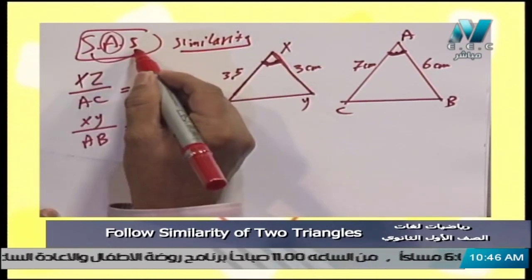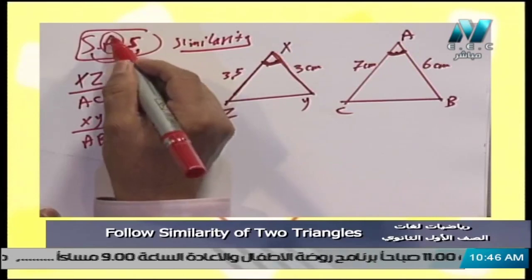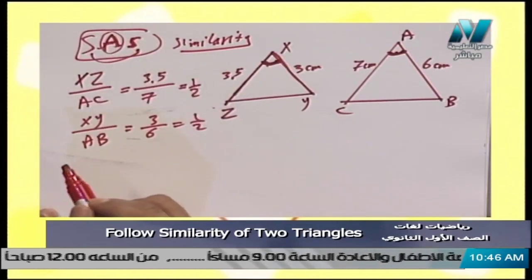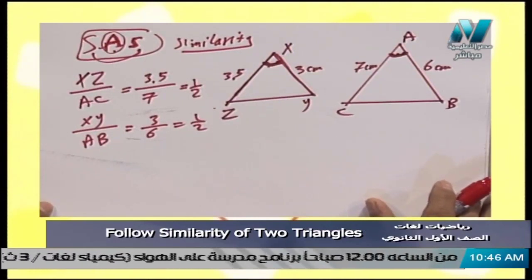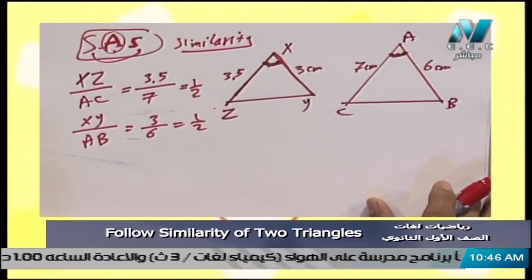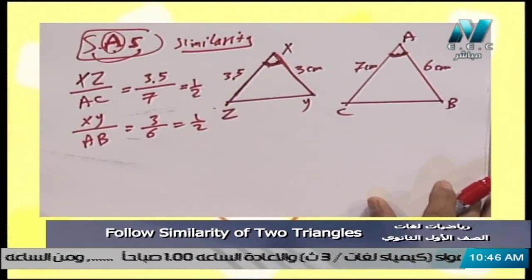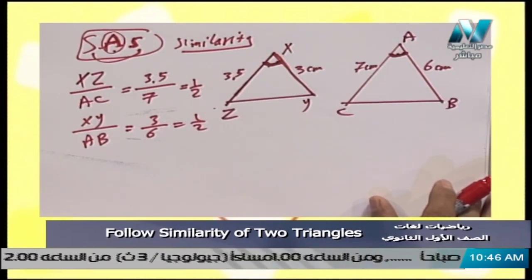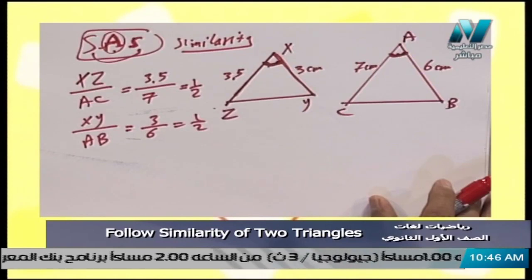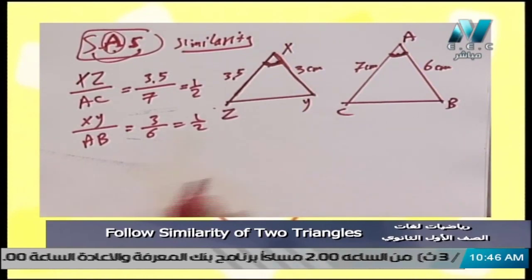Two sides are proportional, and the included angle between them is equal in measure. So if two triangles satisfy this case, the two triangles will be similar. Okay, let's move to solve another example on this case. It will be an easy example for you.